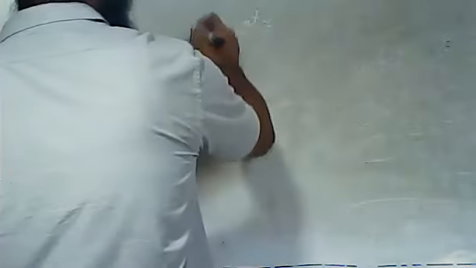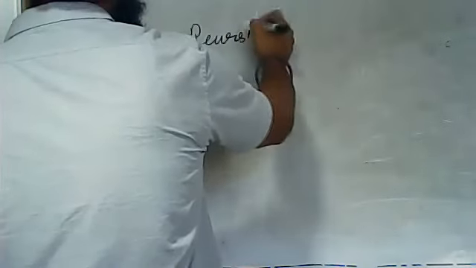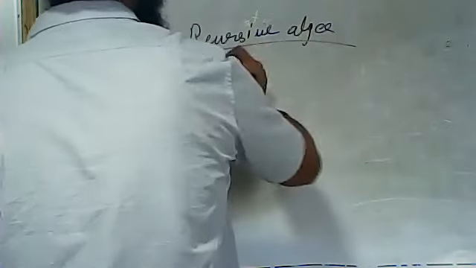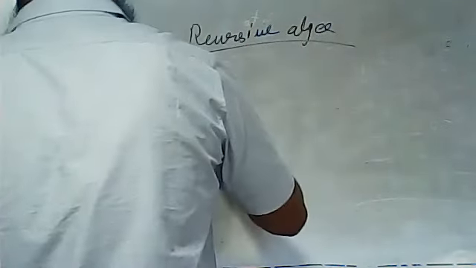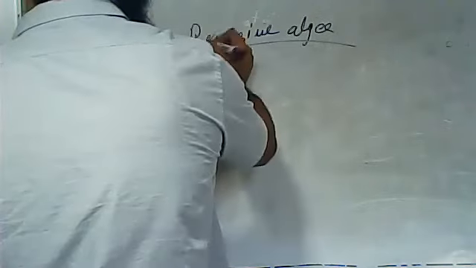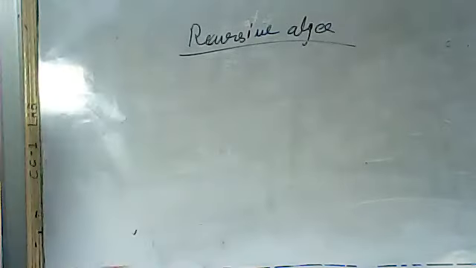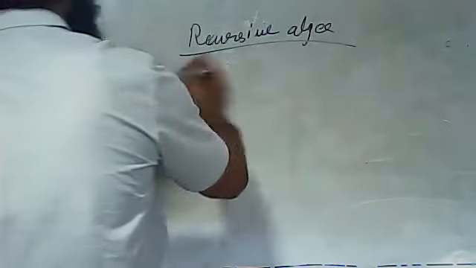Now we have seen examples of iterative algorithms. Now we will see an example of a recursive algorithm. There are two types of algorithms again, iterative ones and recursive ones. So we have seen the examples of iterative functions. Now we will see the examples of recursive functions.